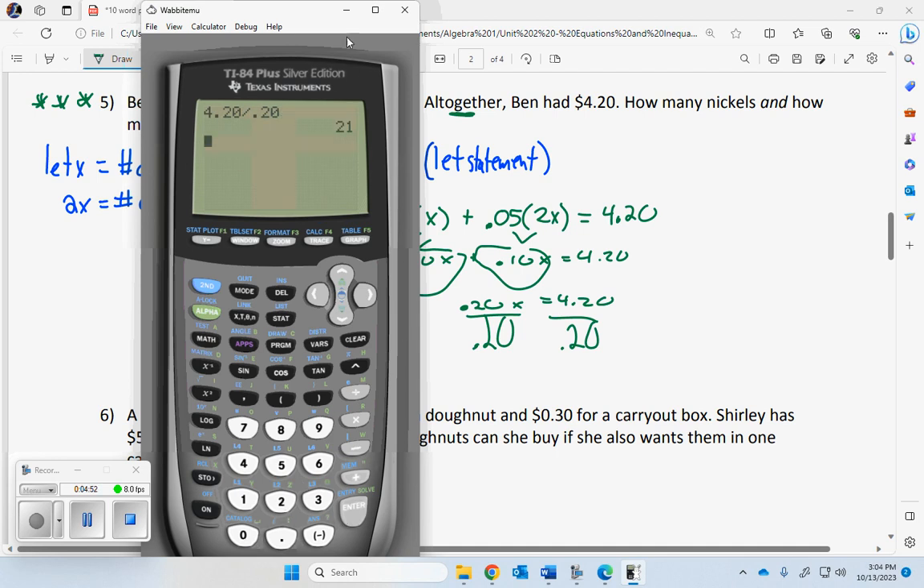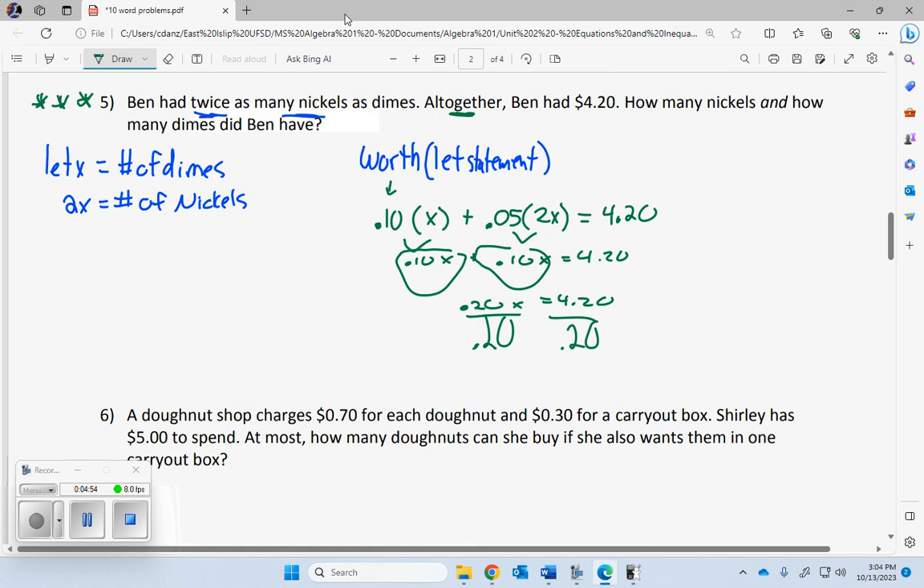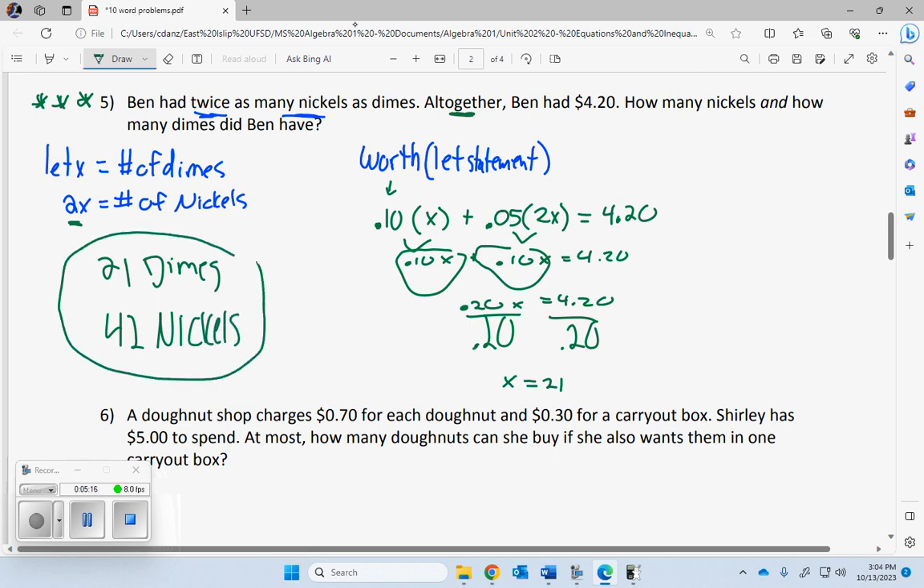21. So remember, we were trying to find the number of dimes. Since x turns out to be 21, I'm pretty happy. It's a whole number. There are 21 dimes. Remember, there are 2 times x for the number of nickels, so that's 42 nickels. And that's it. So make sure you go back to this problem whenever you're doing money type problems.